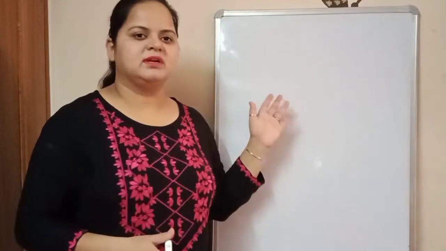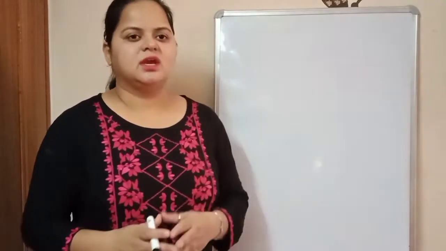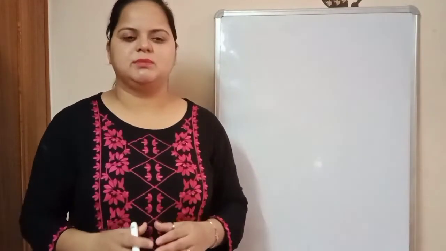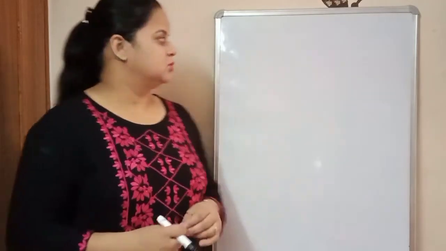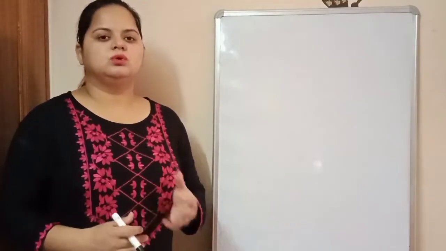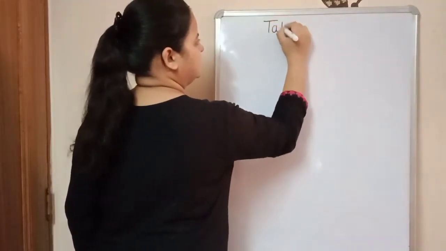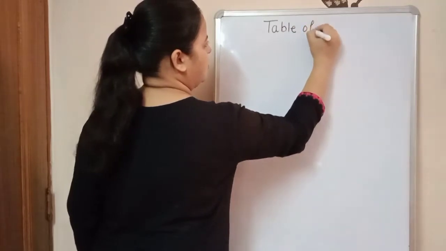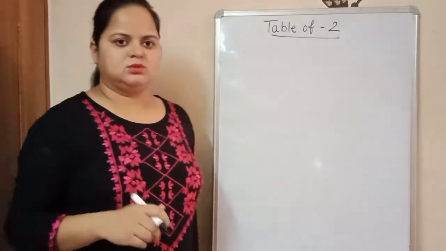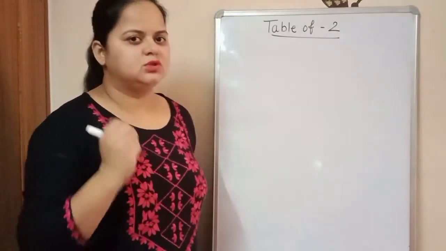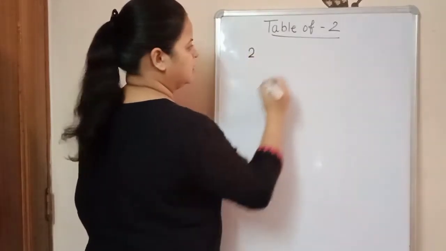First of all, ma'am will write the table on the board and you have to watch it carefully and speak with ma'am. Okay? After then we will start writing. So see how we will do table. Table of 2. Today we are going to do table of 2. So first of all we will write 2 here.